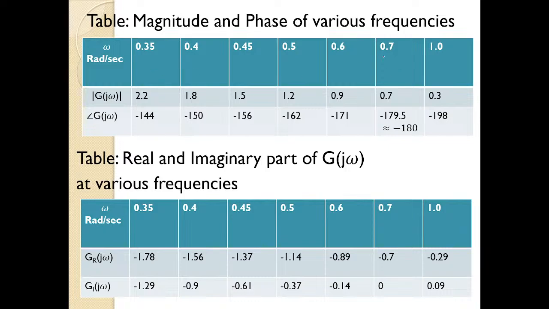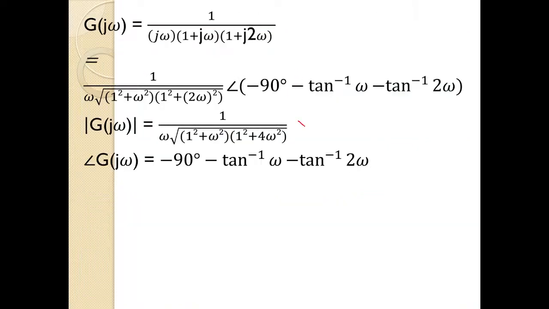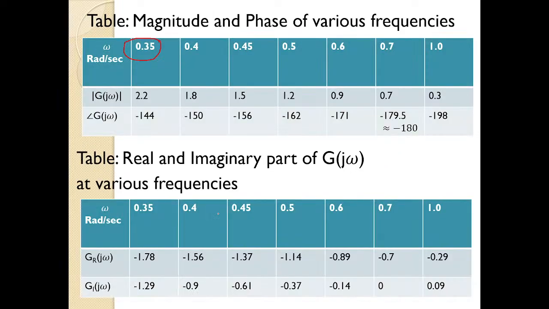So I have considered some values here for omega. For each omega value, the first being 0.35, substitute 0.35 in this equation and determine the magnitude. Also substitute 0.35 in the angle equation and determine the angle. For each omega value, determine the magnitude and phase angle. I have got all these magnitudes and phase angles. No need to calculate, just copy it down.